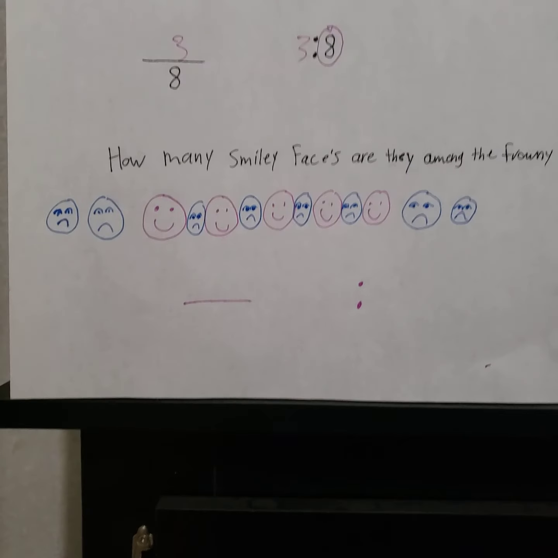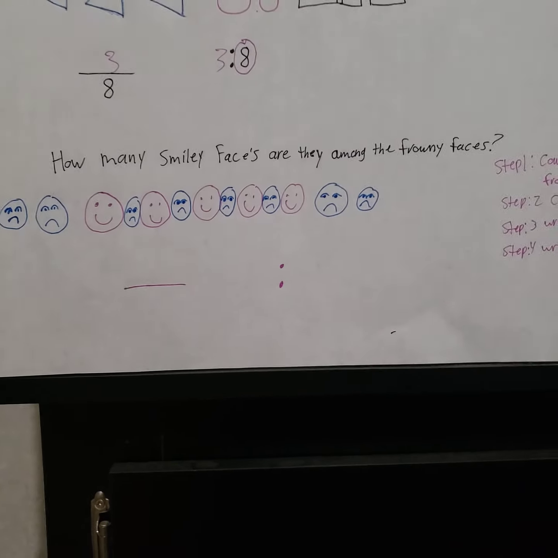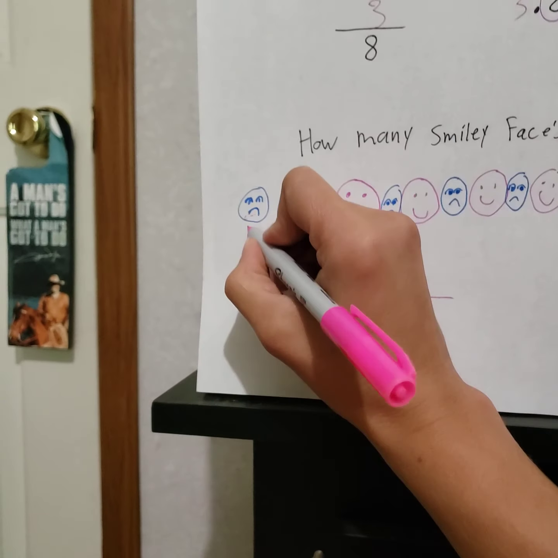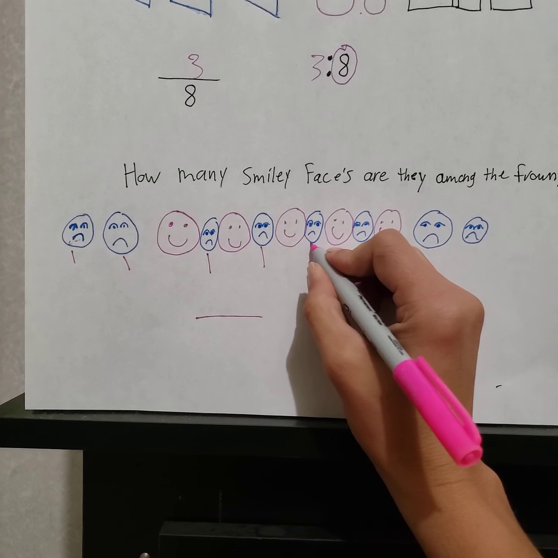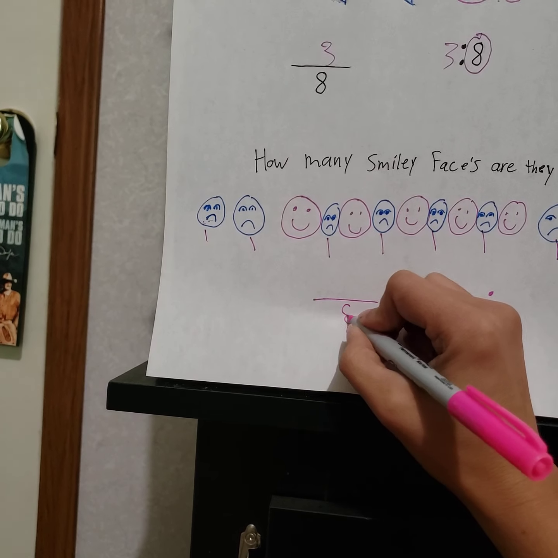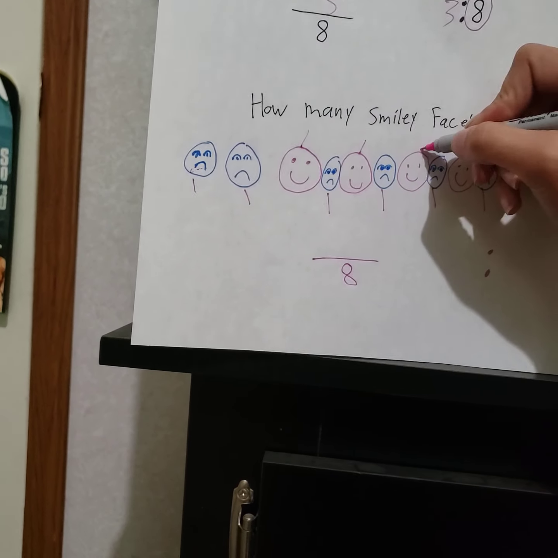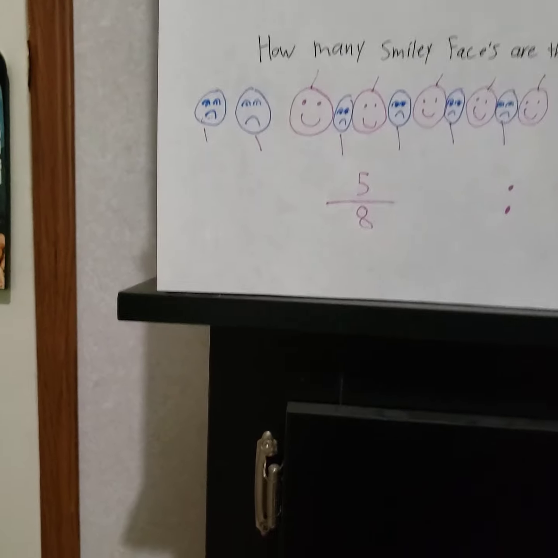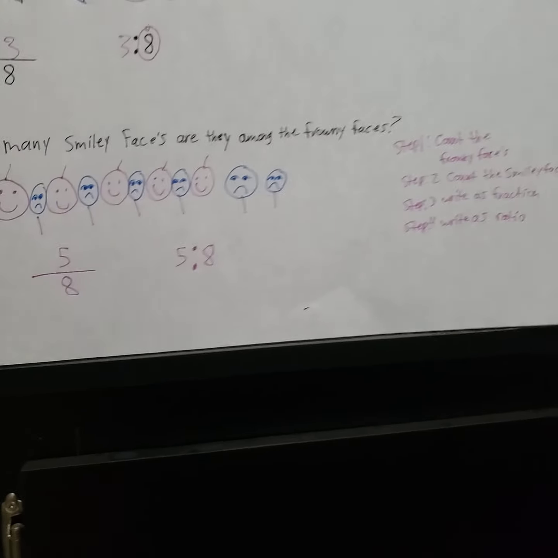Okay, next. How many smiley faces are there among the frowny faces? Well, step 1, we're going to count the frowny faces. So we have 1, 2, 3, 4, 5, 6, 7, 8. 8 frowny faces. Now I'll count the smiley faces. We have 1, 2, 3, 4, 5 smiley faces, which gives us a ratio of 5:8.